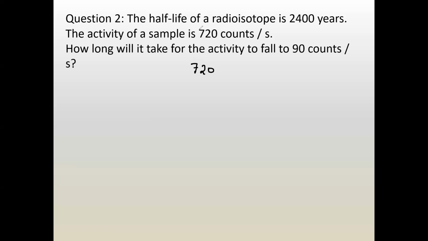After the half-life, the sample will become half. So half of 720 is 360. Then after another half-life, half of 360 will be 180. Then after another half-life, it will become 90. So how many half-lives must pass so that it becomes 90?